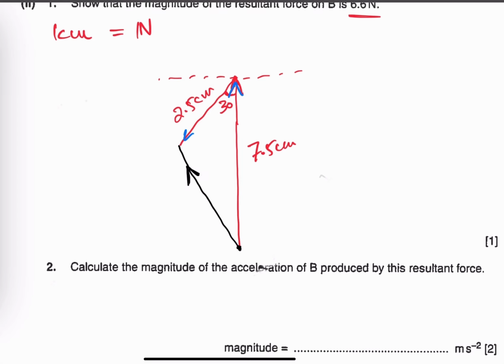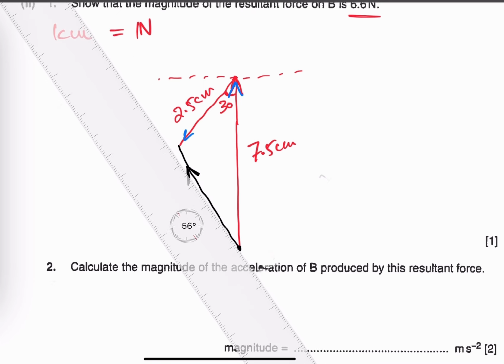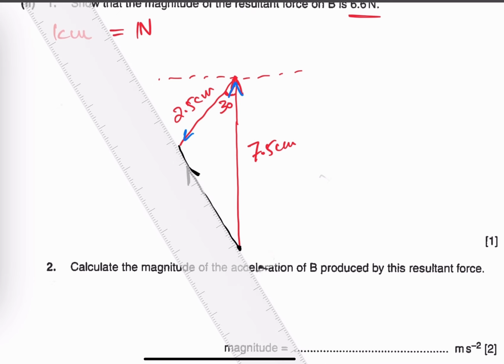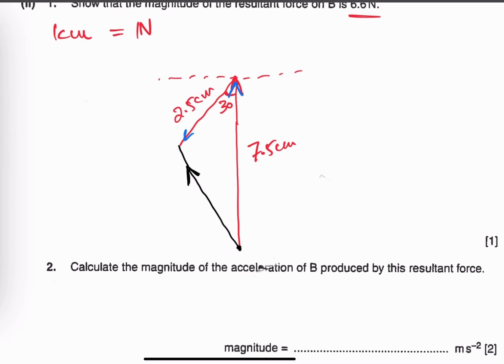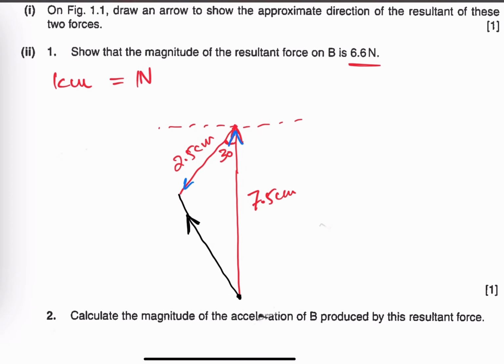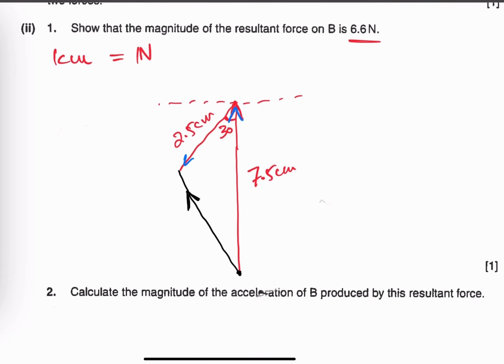Okay, now take a scale and measure this length from this point to this point. Whatever the length is, this will give you the value on scale. Okay, if you measure on the scale, it will be equal to 6.6 centimeters. So 1 centimeter is equal to 1 Newton, giving 6.6 Newton.